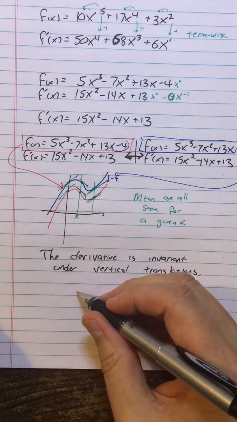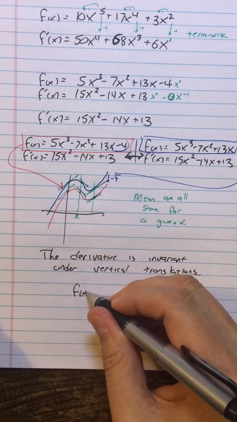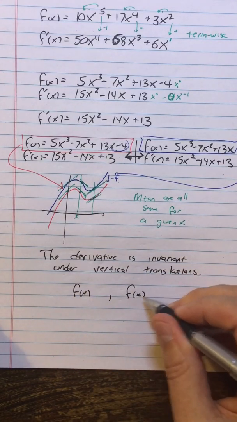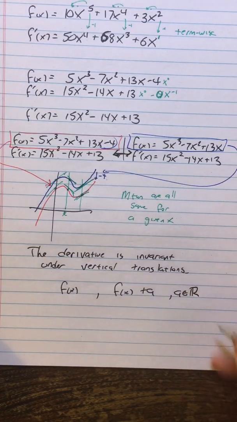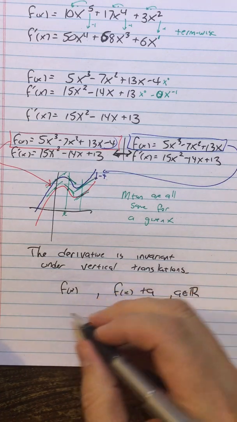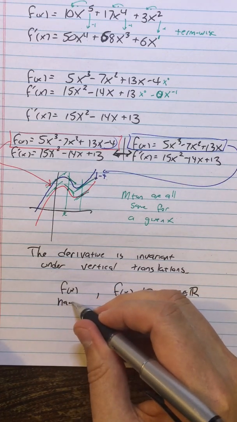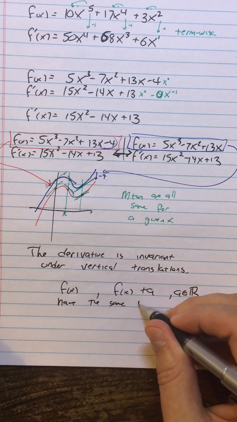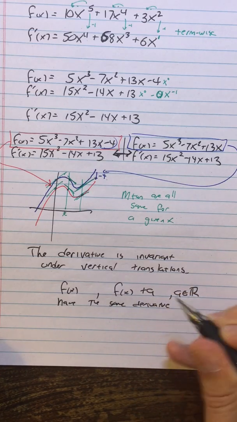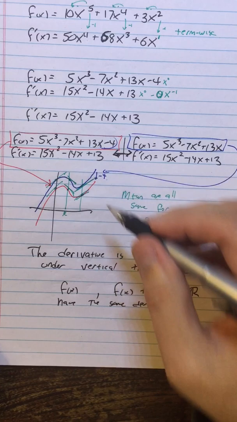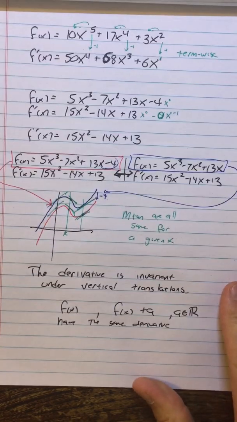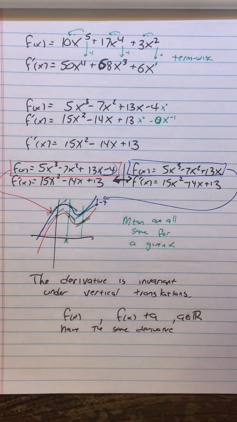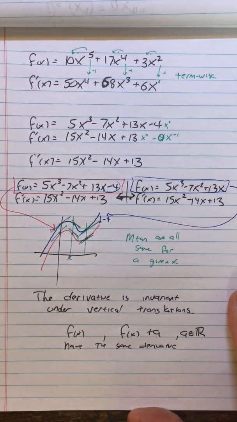So if I have f of x and f of x plus a, where a is any real number, all right? These functions have the same derivative. And the reason is because they are essentially parallel curves. They are curves that are parallel at every point. Okay, but this power rule thing gets even better. You didn't think it could get better, but it can, and that's what we're going to see in the next video.